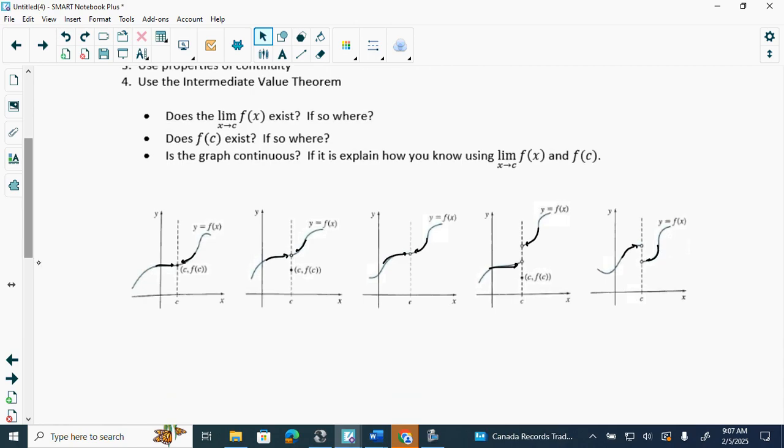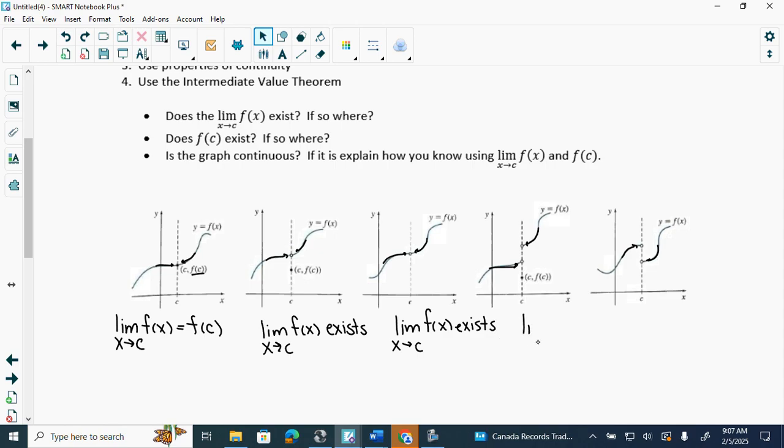So what we're going to say here is the limit as x approaches c of f of x, for this one, equals f of c, correct? Can you see that? We're just going to say if the limits do exist. So for this one, the limit as x approaches c of f of x exists. I'll explain more after. What about this limit? It exists. This one, the limit as x approaches c of f of x does not exist. And this one, the limit as x approaches c of f of x does not exist.